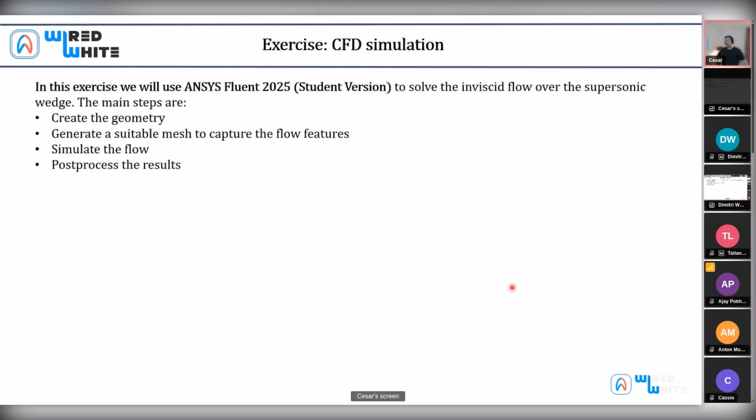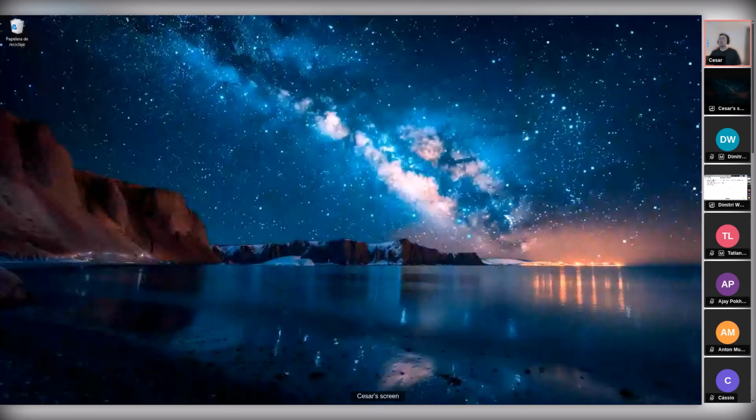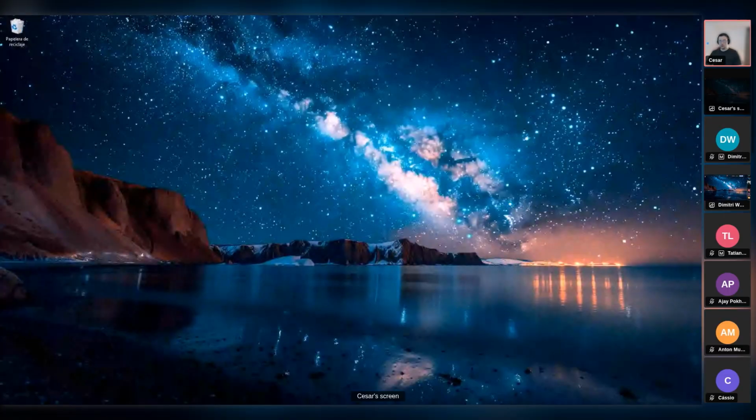Okay, so now that we have solved this exercise analytically, we're going to solve it numerically by using commercial software, which maybe most of you will know, ANSYS Fluent. So the steps for solving this problem are, first of all, create the geometry, create a design mesh in order to capture the main flow features, simulate the flow, and then post-process the results. Try to understand what we are looking at. And I think here I will quit the presentation and move to the Workbench.